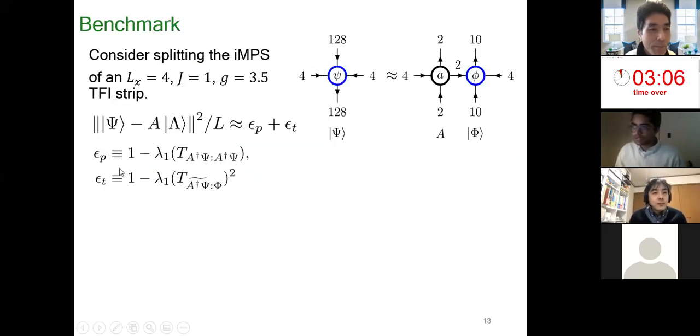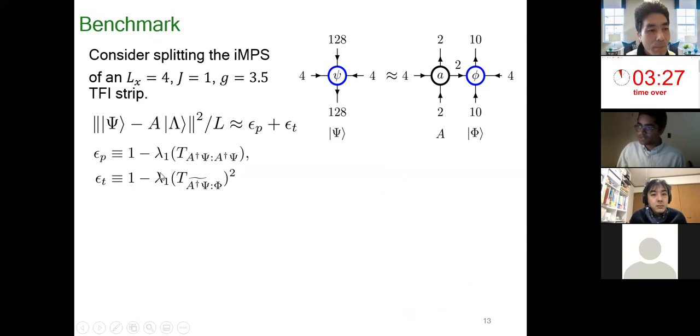So the projection error is going to be the error of this state A dagger psi from this transfer matrix, where A dagger psi is not normalized. So this is the projection error, and this results from the fact that we're going from a bond dimension 4 to a bond dimension 2. So we're having projection in the horizontal bond.